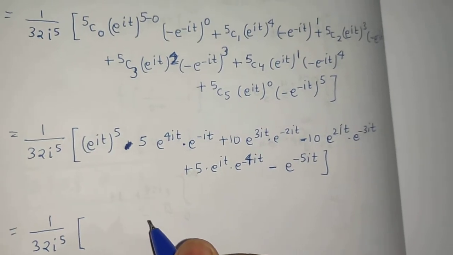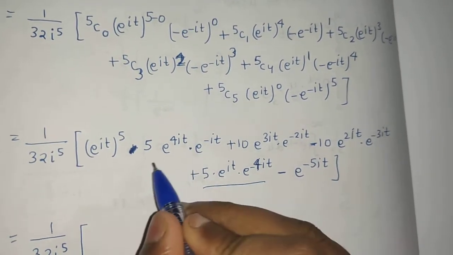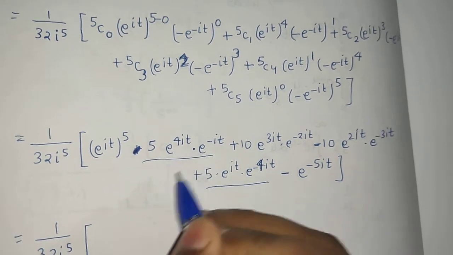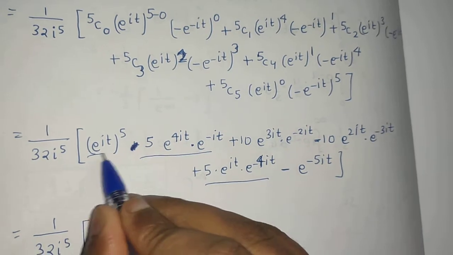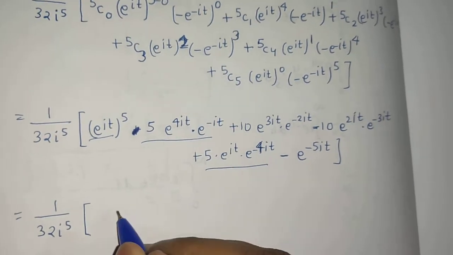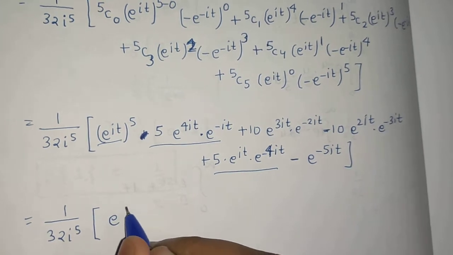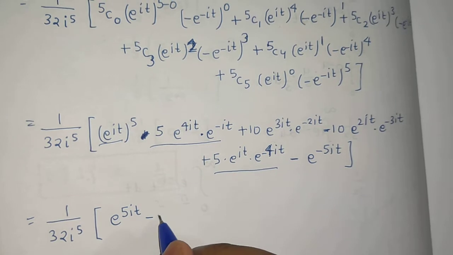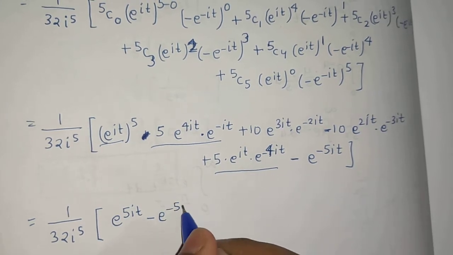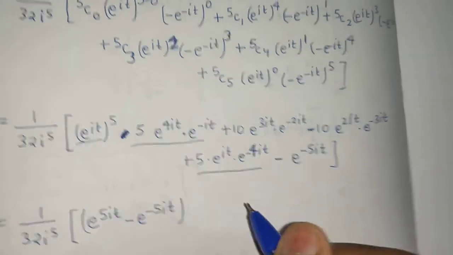Now here we have this 5, and here we have this 5. And these two terms look alike. So e power 5 it from here minus e power minus 5 it from here. So this becomes our first collection.